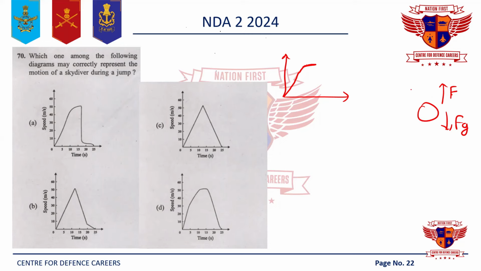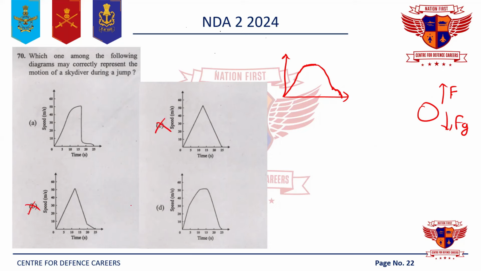Now, once the skydiver opens the parachute, the frictional force significantly increases and it drops the speed of the skydiver. Now, after some time again, the frictional force and the gravitational force will balance each other out, and you will get a terminal velocity. So you should get a sharp drop here. Now you can clearly see, okay, we have two options that could be the potential answers.